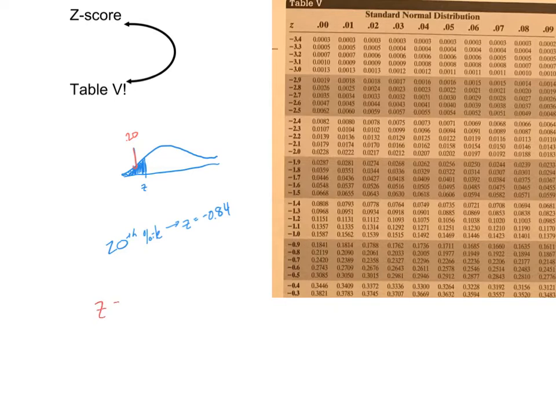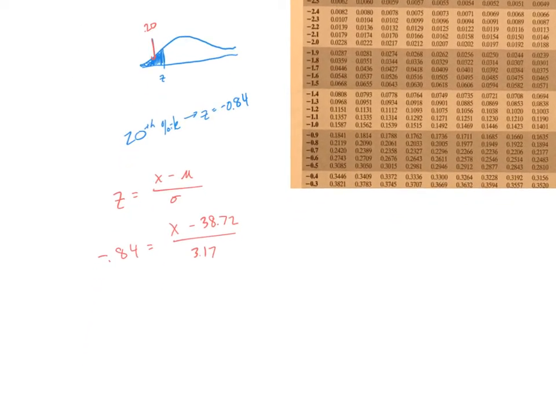My z-score formula is x minus mu over sigma. I just found that the z-score is negative 0.84, and x is what I'm looking for, mu is 38.72, over sigma 3.17. We've got to solve for x. We're doing a little bit of algebra here. To solve this equation for x, we have 2 steps. The 3.17 is in the denominator, so we're going to multiply both sides by that denominator, 3.17. When I multiply negative 0.84 by 3.17, I get negative 2.6628 on the left-hand side. The 3.17s cancel each other out, and we have x minus 38.72 on the right-hand side.